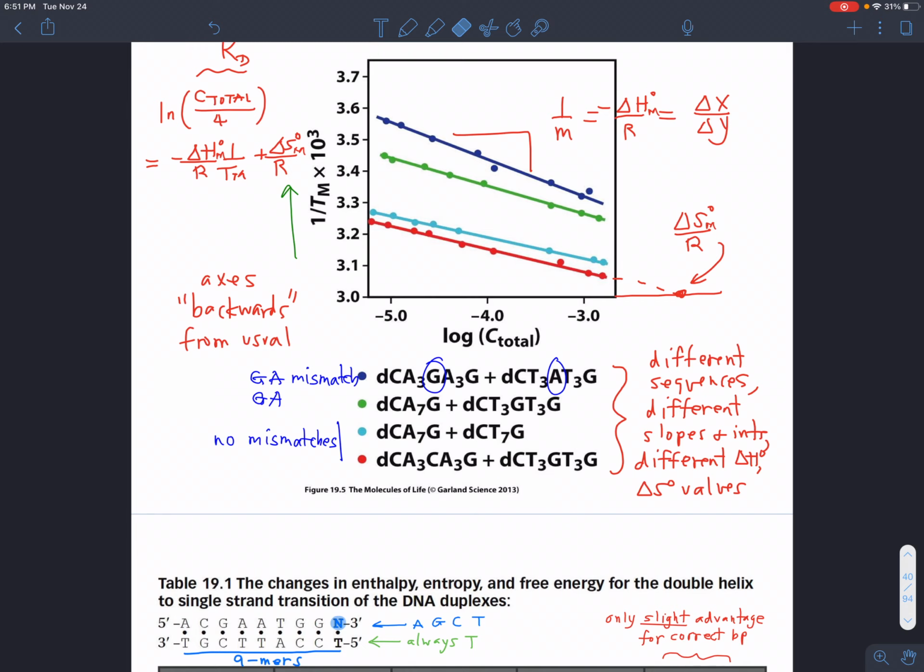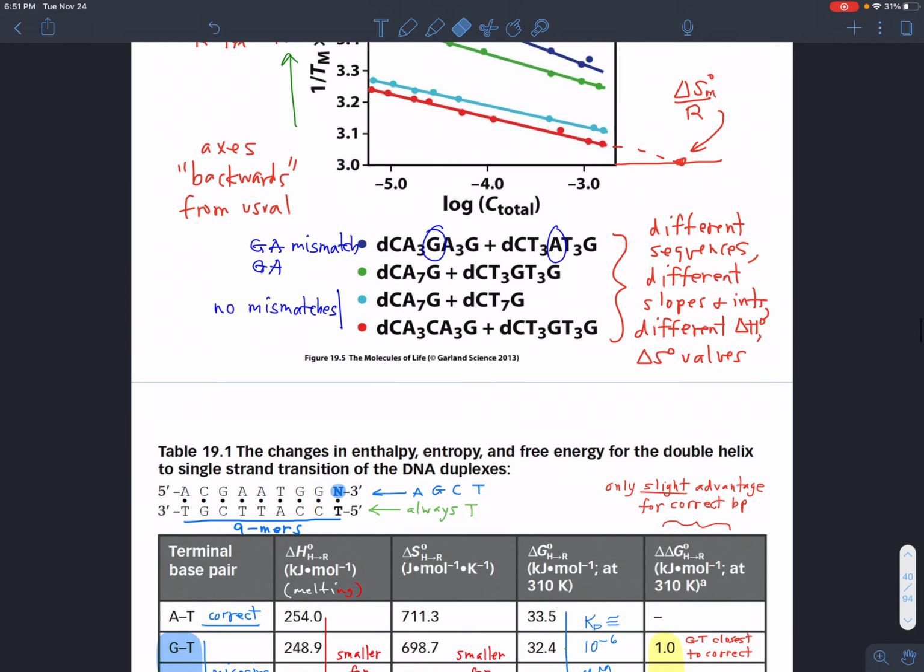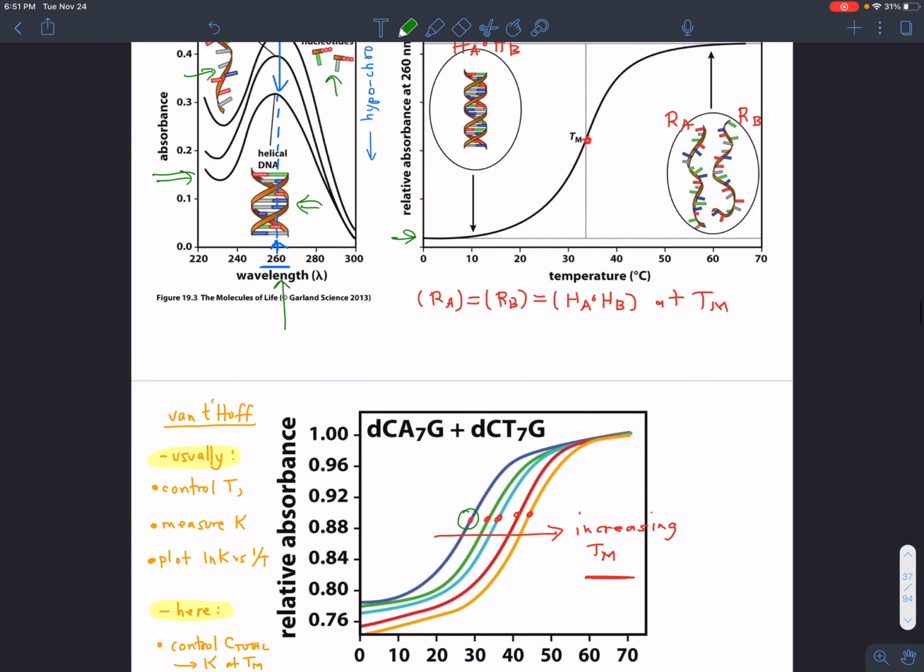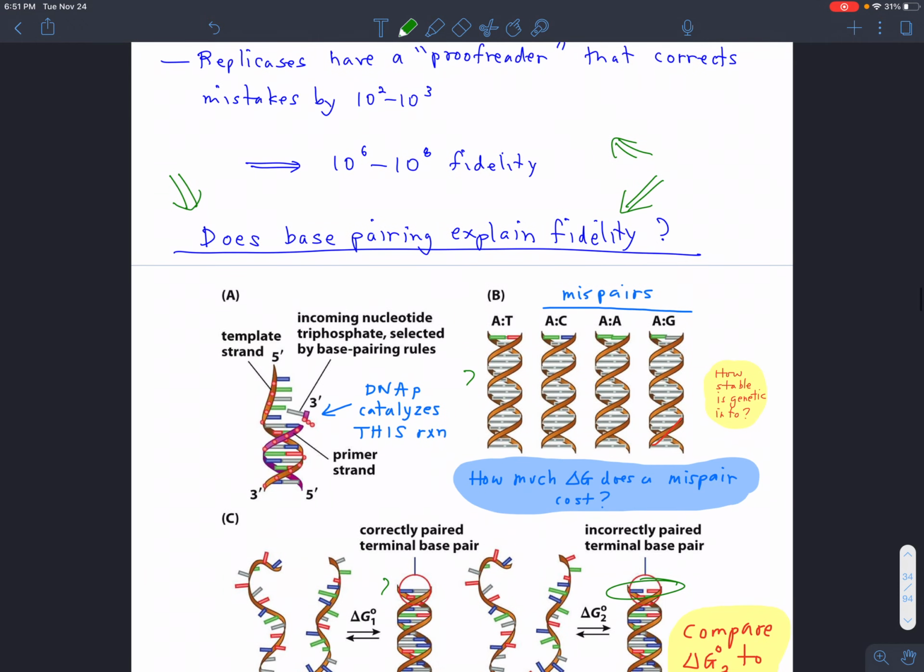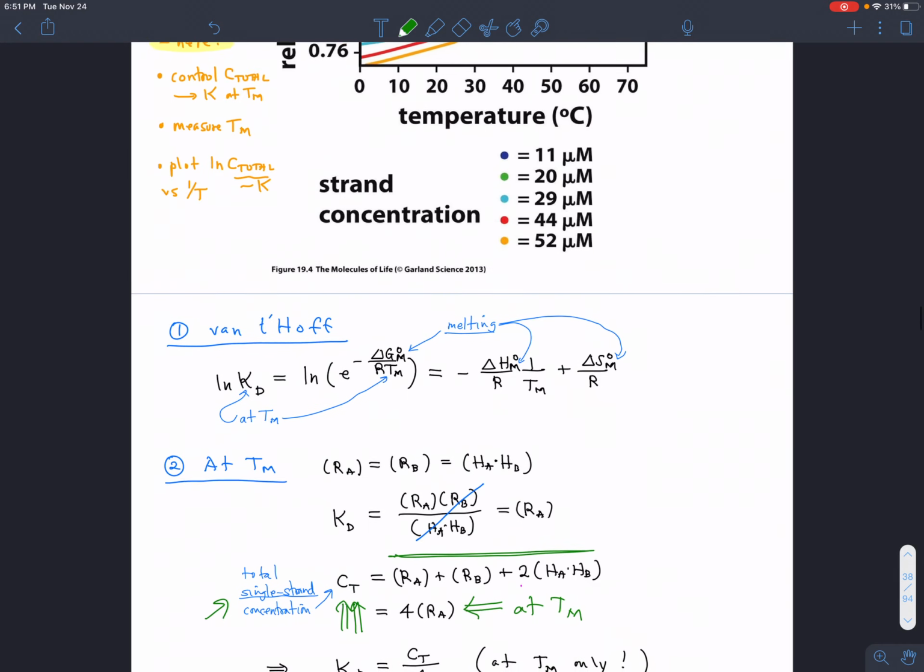All right. I think I will stop there. The very next thing we're going to do is look at the results of these kinds of experiments. And this has been something of an aside up to now, but now we're going to look at the results of these experiments and see what they tell us about how much free energy difference there is in a mispair versus a correctly paired double-stranded DNA.